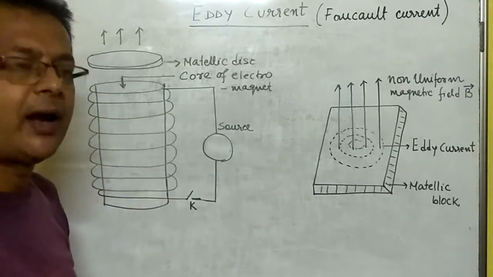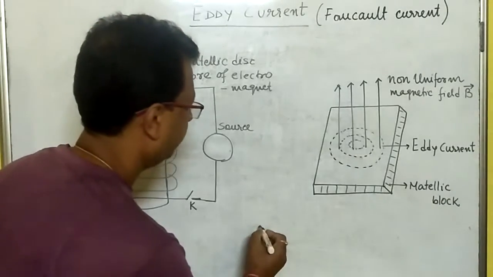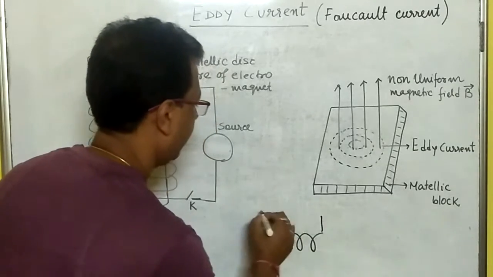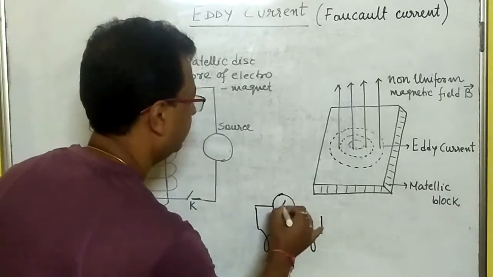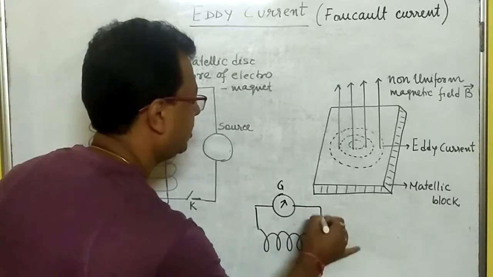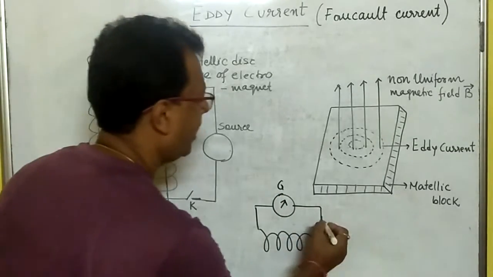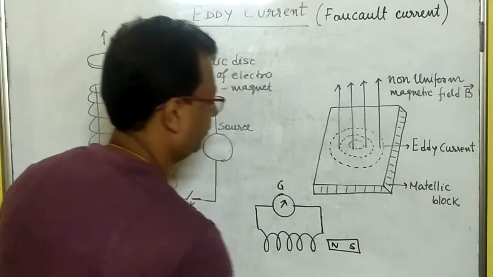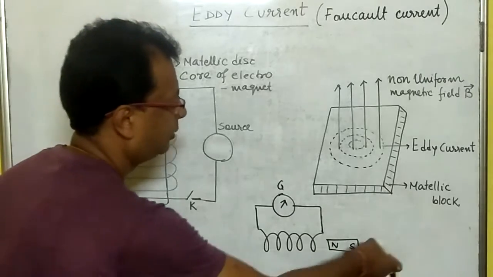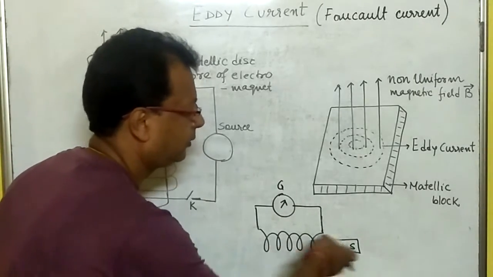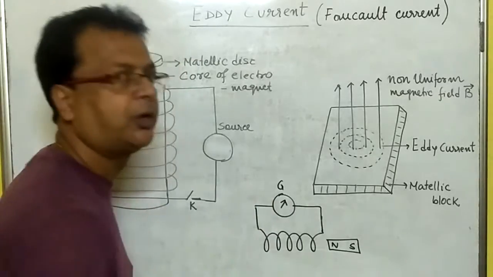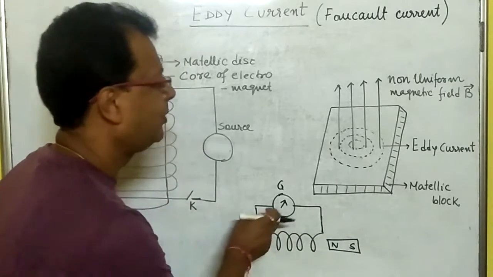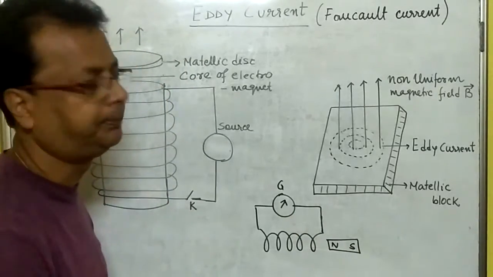Now remember, in Faraday's law, what happened if this was a coil? This was a coil, connected to a galvanometer. This was a galvanometer which could detect small current. And if we brought a magnet having north pole and south pole towards the face of the coil, the galvanometer showed reading. Now, if the magnet is brought away from the coil, the galvanometer again showed reading but in the opposite direction.